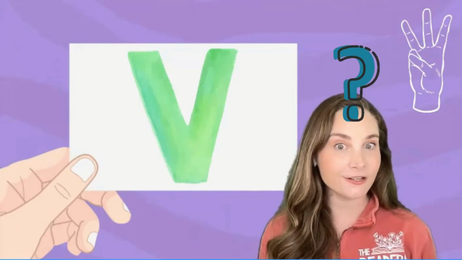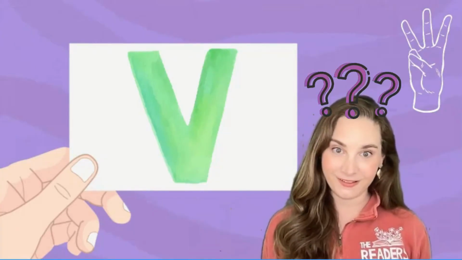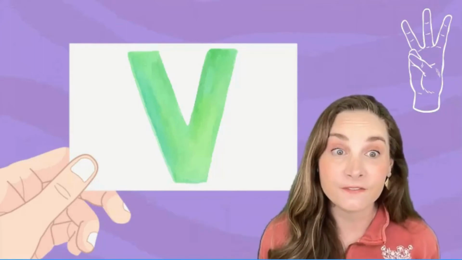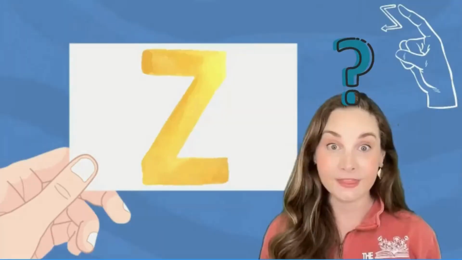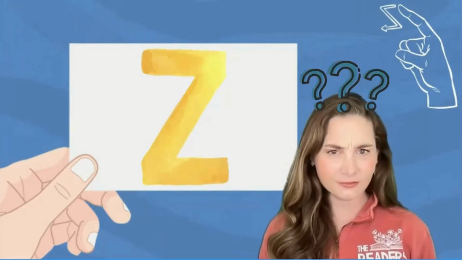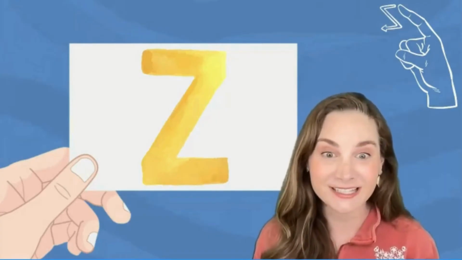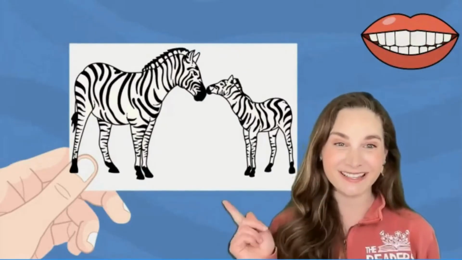This is the letter V. What does the letter V spell? V spells v, like in the word violin. This is the letter Z. What does Z spell? Z spells z, like in the word zebra.